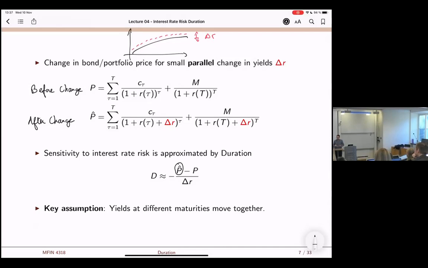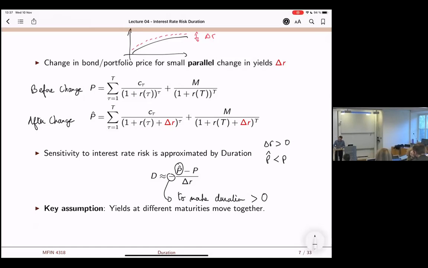I subtract the old price, and then I divide by the change in rates that I consider, this delta R. So you might ask me, why is there a minus sign here? The only reason is that we want this measure of duration to be positive. Why would it be negative otherwise? Because you look at an increase in rate. If delta R is positive, the new price should be lower than the old price. So if you didn't put a minus sign, you would have a negative number, and people just like to report positive numbers. That's why we look at the opposite of this relative change.